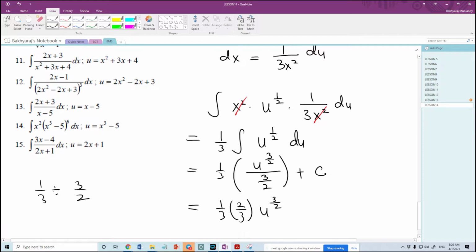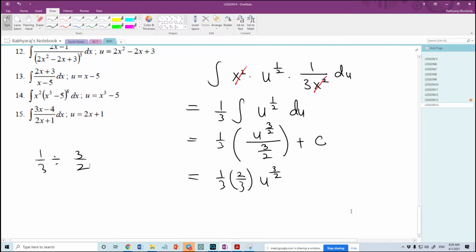You press the calculator: 1 over 3 divide 3 over 2, because this one is divide, here divide, right? So 1 over 3 divided by 3 over 2 is equals to 2 over 9. Okay, it is 2 over 9. So I'll write 2 over 9 here. So equal 2 over 9 times u power of 3 over 2 plus c.